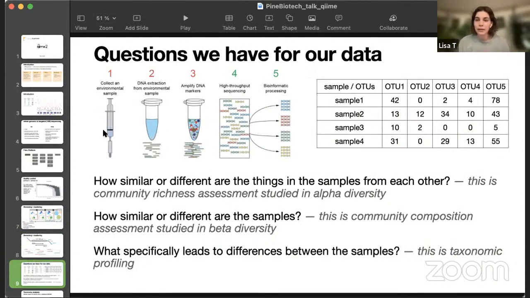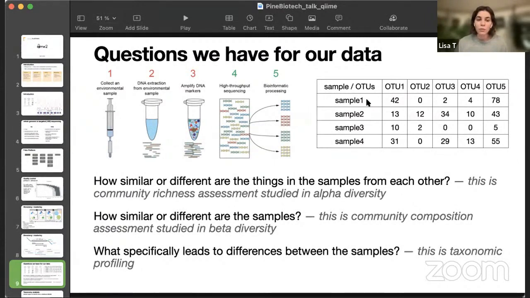So when we sampled our data, extracted DNA, amplified it, and did denoising, we end up with a table like this, where we have counts of each unique representative sequence per sample. And here we can ask ourselves three main questions. First is, how similar or different are the things in one sample? And that will be alpha diversity. Second question is, how similar or different are the samples between each other? And that will be beta diversity.